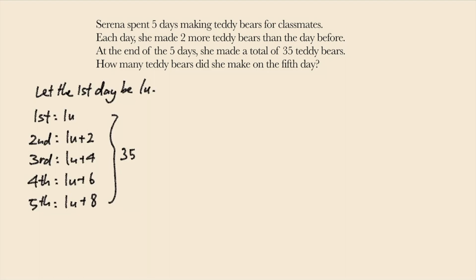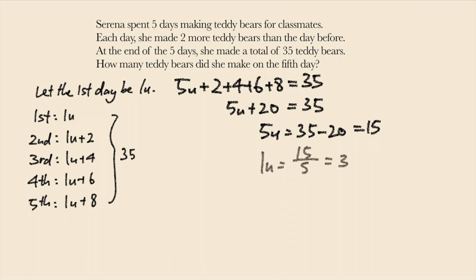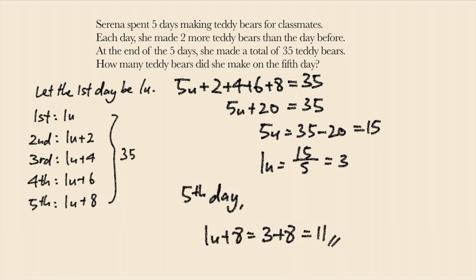Right, how many teddy bears did she make on the 5th day? So we know for sure that we're interested in 1U plus 8. So let's form an equation with the information that we have. 5U plus all this, 35. Total all of them up, that's 20. Move it to the right side, that's minus 20. 5U is 15. 1 unit is therefore 15 divided by 5, giving us 3. And referring to the left side here, we are interested in 1U plus 8. So that's 3 plus 8, giving us 11.